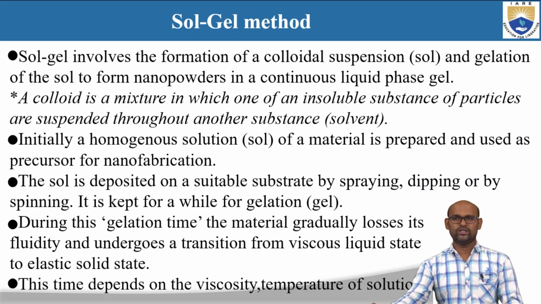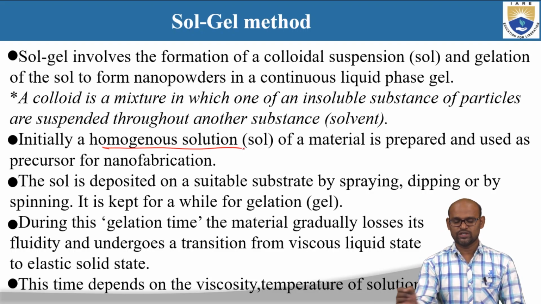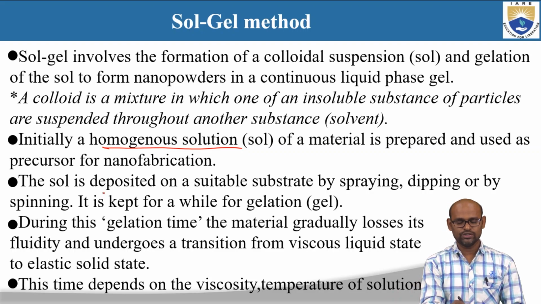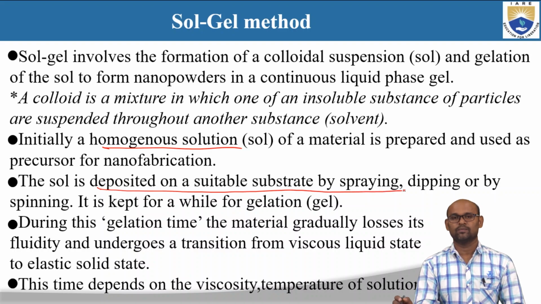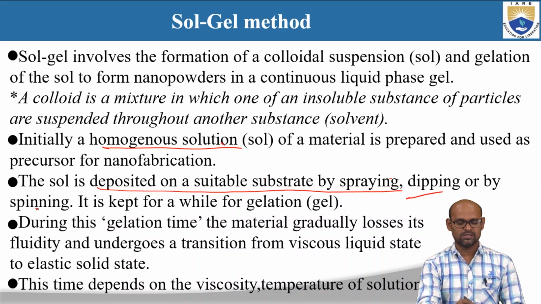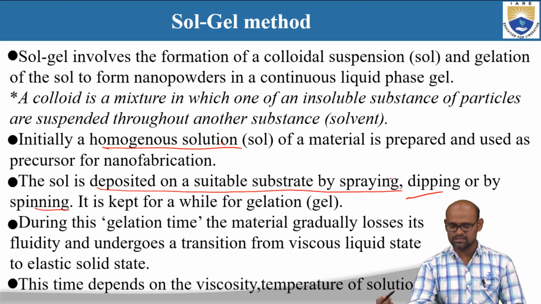So what do we do in this sol gel method? Initially, a homogeneous solution of a material is prepared, and that is used for nanofabrication. The solution is deposited on a suitable substrate. You can deposit the solution on a substrate by spraying, dipping or spinning. So there are various methods by which you can deposit the solution on a substrate.